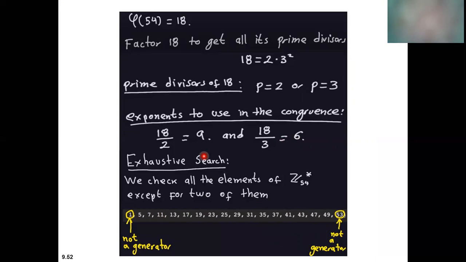Through exhaustive search you can check all the elements of the set. The first one, 1, and 54 are not generators, because 1 and 54 are not of big order. It means they do not generate all elements of Z54 star.